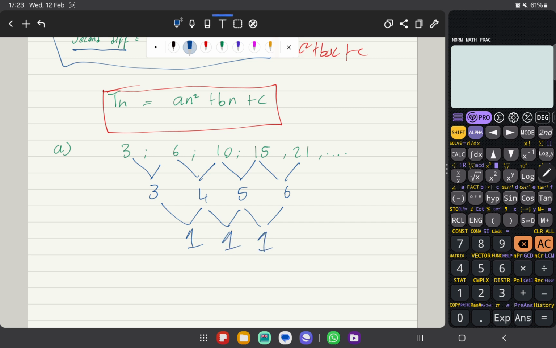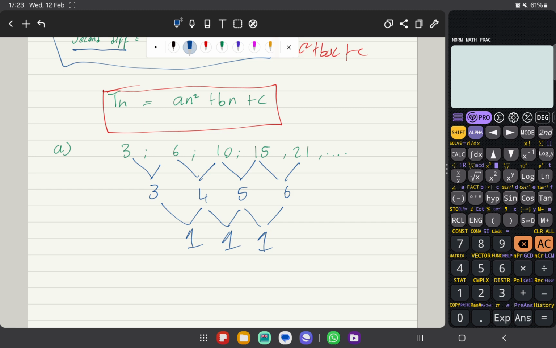Your second differences have to be the same. If your second differences are not all the same, there is nothing wrong with the pattern, you just happen to not be dealing with a quadratic pattern. We have other patterns, which of course are beyond the scope of grade 11. Those other ones are series. But yeah, quadratic sequences, cool stuff.